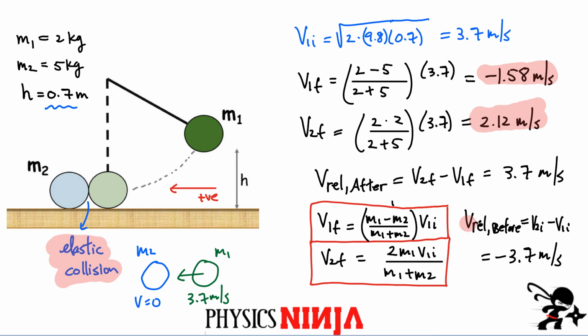This is actually something you always get for elastic collisions: the relative velocity after the collision is equal to the relative velocity before the collision, except there's a negative sign in between them. But this is just showing you some of the algebraic steps in order to solve this kind of nice problem.